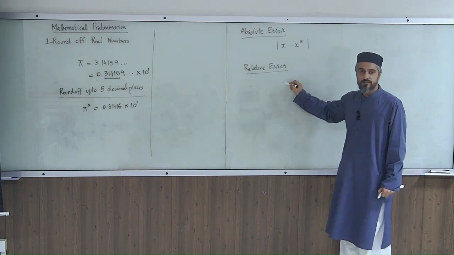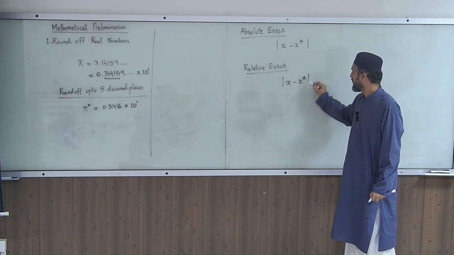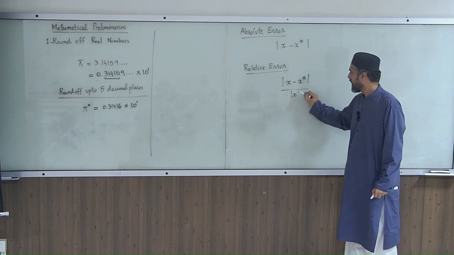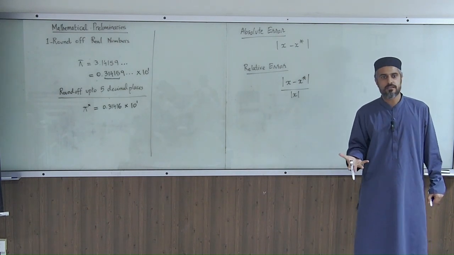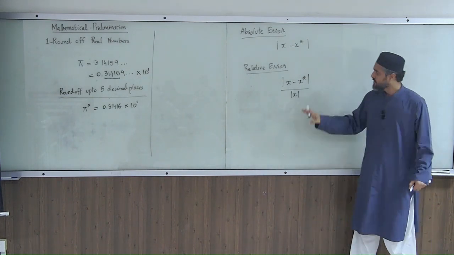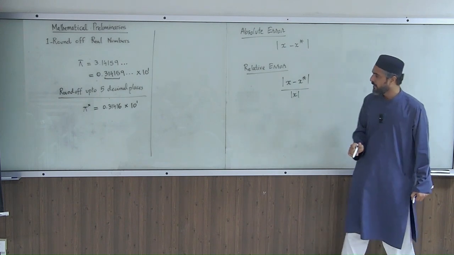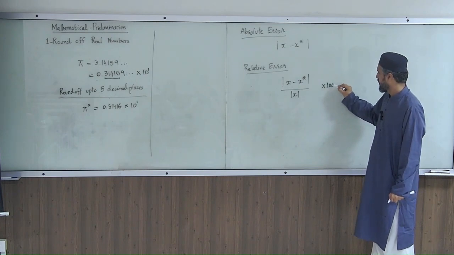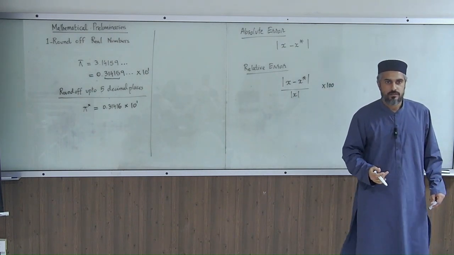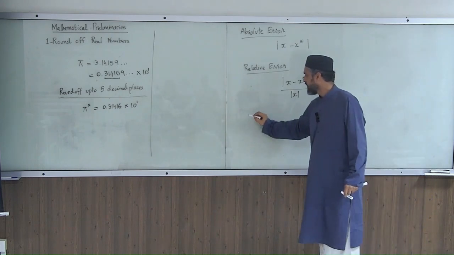So then the relative error is a good indicator, which is x minus x star divided by the original value. It actually normalizes the error. Okay, so this is the relative error, and if you multiply it by 100, that is called the percentage error. Okay, so let me just write over here.